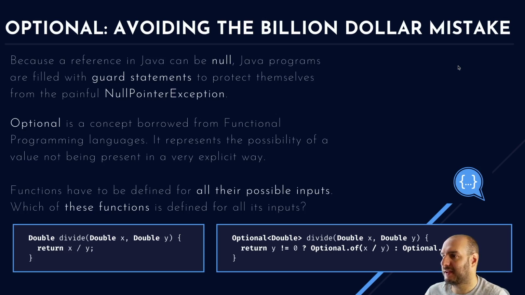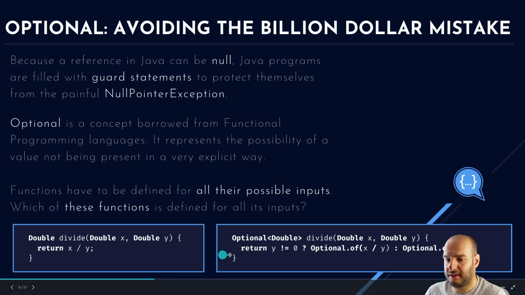Because in Java we can reference null, all our programs are filled with guard statements saying if this is not null then do this. And optional is a concept borrowed from functional programming, and it represents the possibility of a value not being present. So mathematical functions always need to be defined for all possible inputs, right?